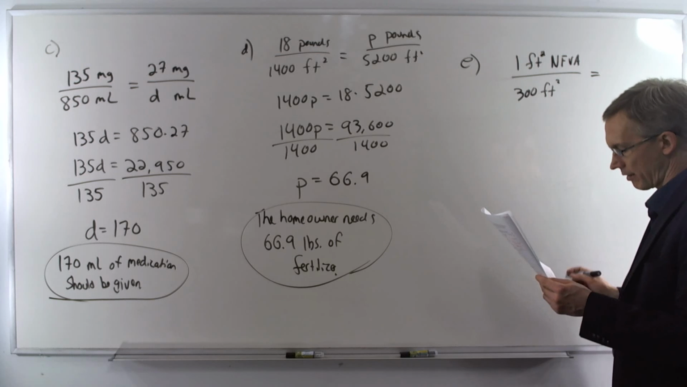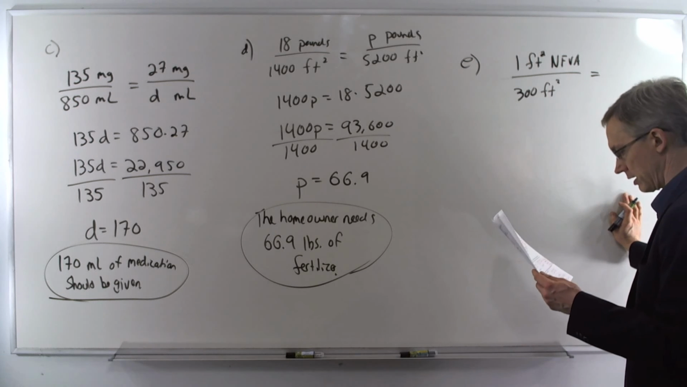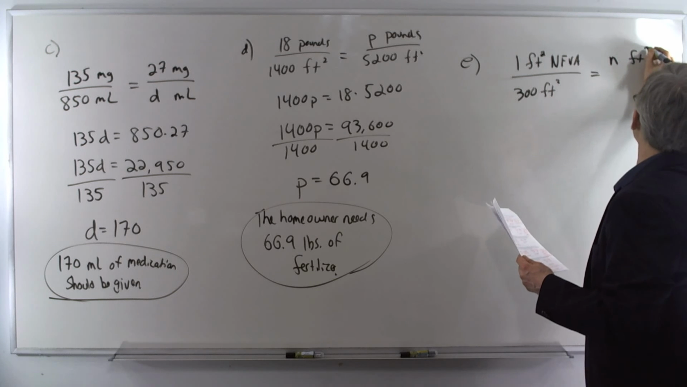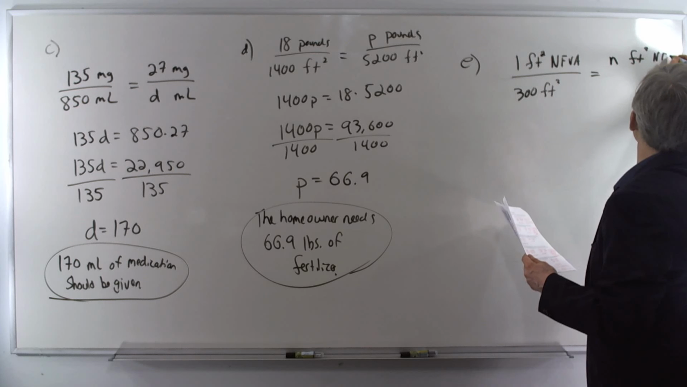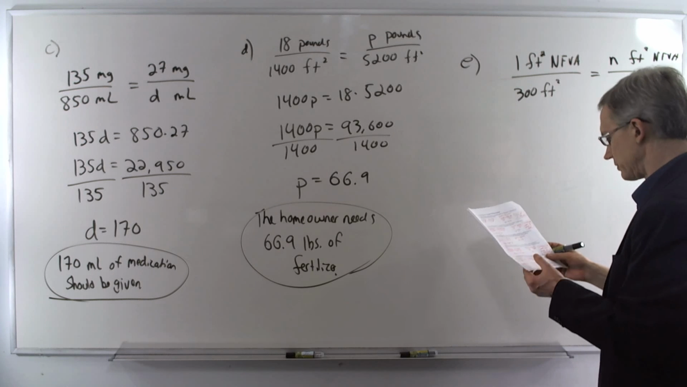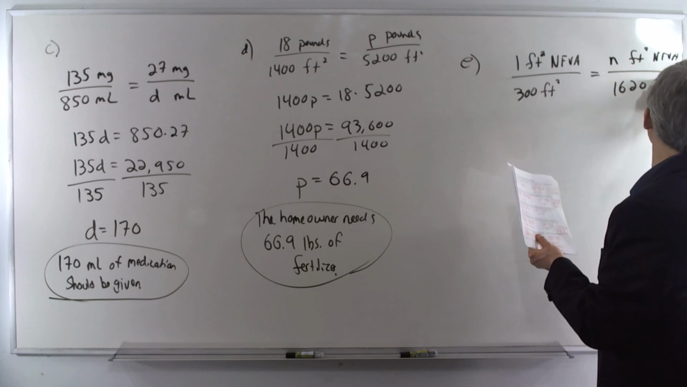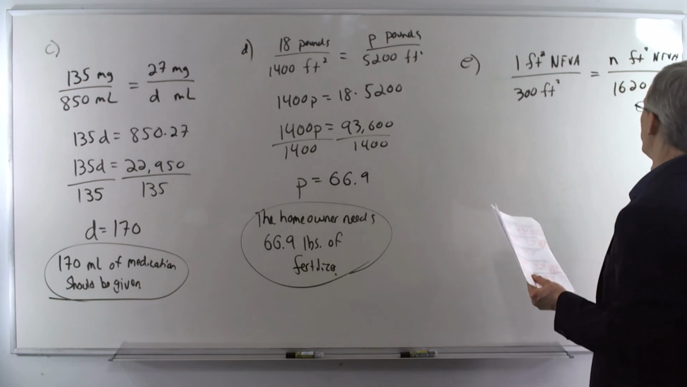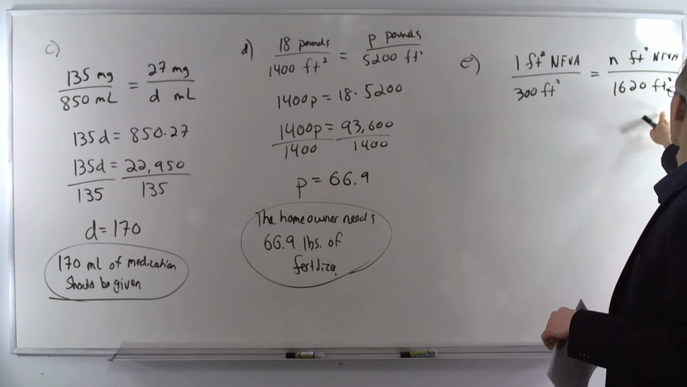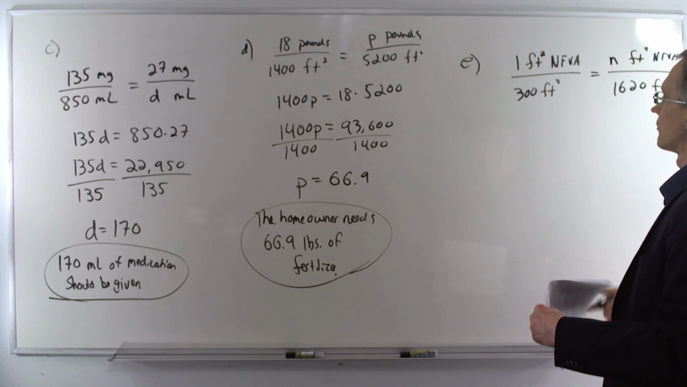Now we don't know how many square feet of NFVA are required, so I'll call that N feet squared NFVA on top. We do know the size of the attic. It is 1620 square feet. All right, so now it's clear we have it set up correctly because we included what we were talking about there. If you just put square feet in all four of them, who knows?